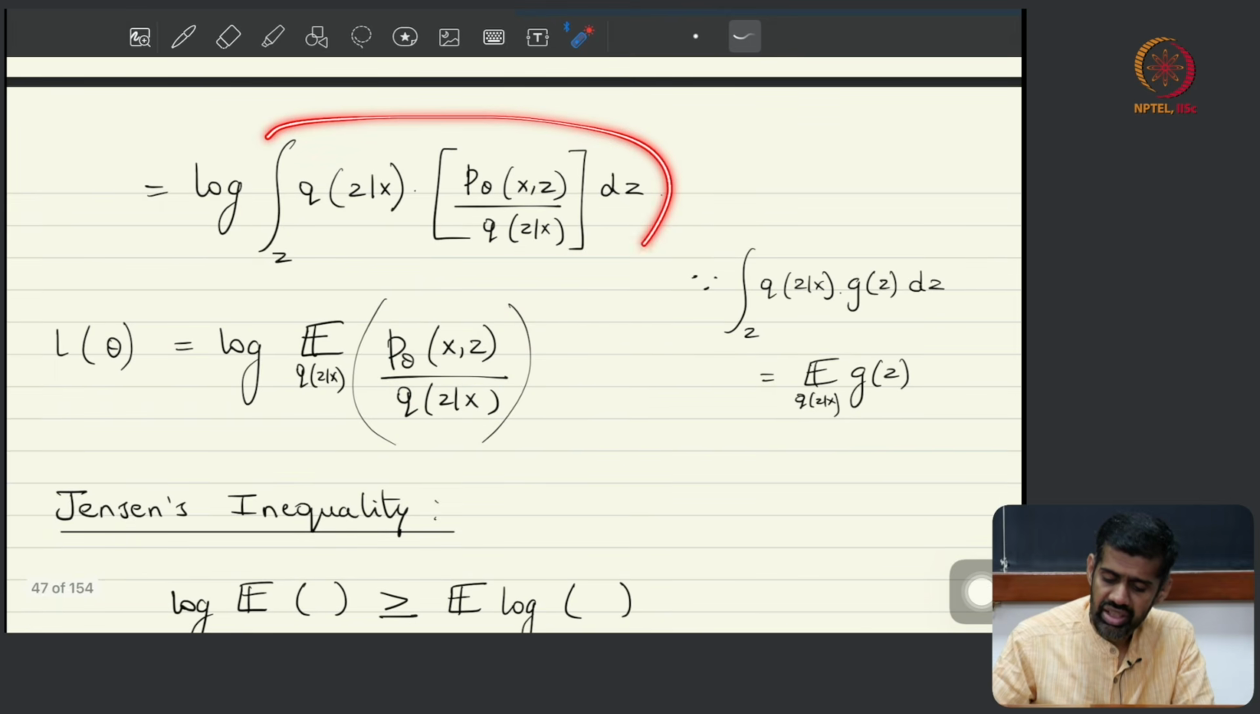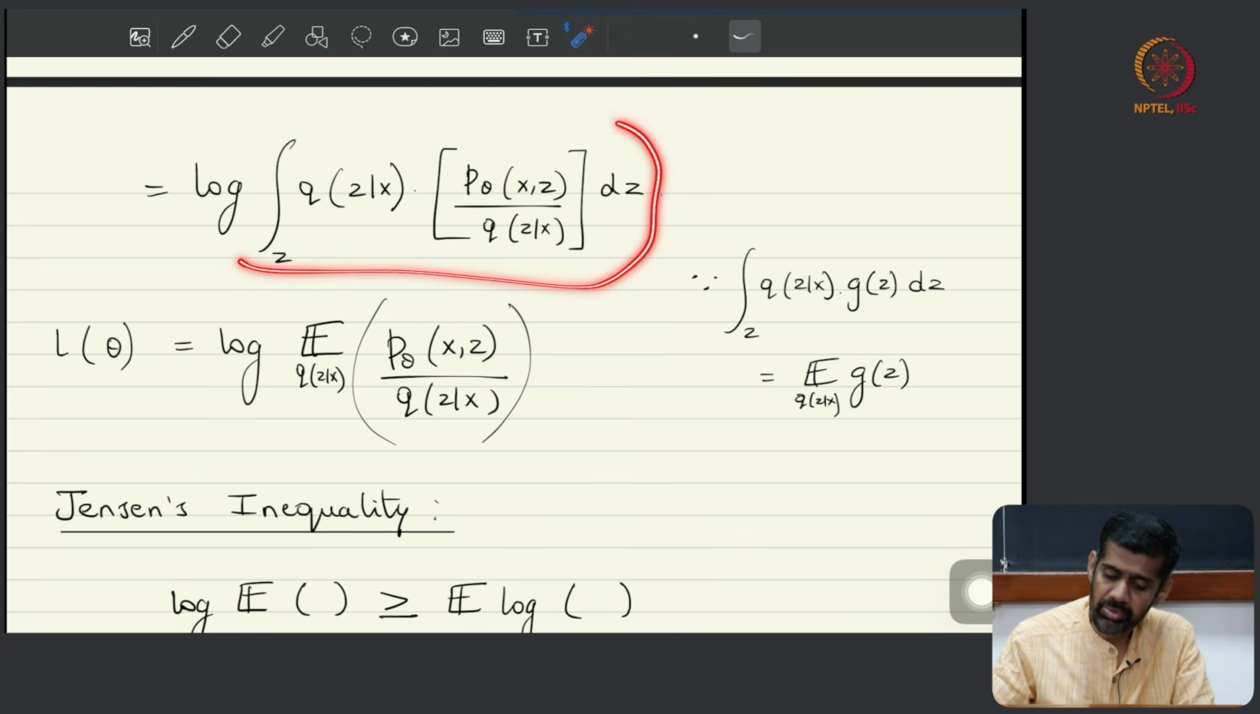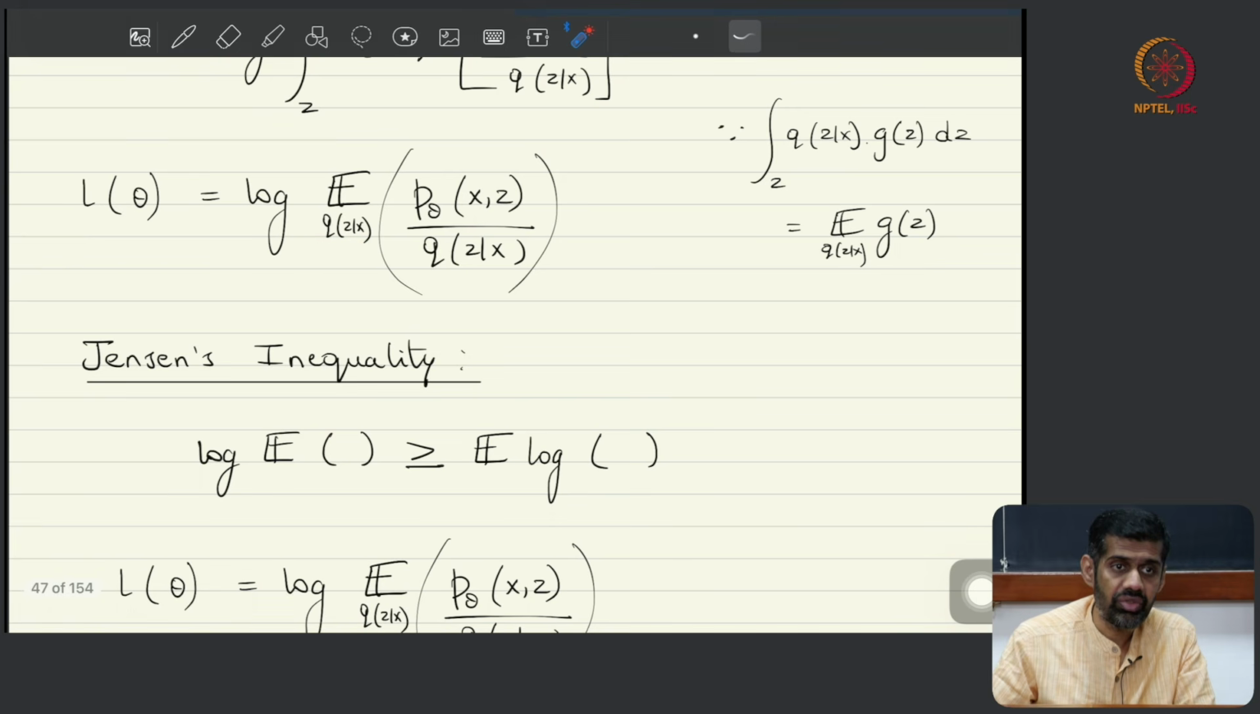Now, we can identify this integral. This item within the bracket can be seen as a function of z, and q is a density function over z. So, this entire thing now becomes an expectation over z, expectation over q of z given x. So, the objective that we have, which is the log likelihood, can now be written as log of the expectation, over q of z given x, of p theta x and z divided by q of z given x. Simple algebra, right, so far so good.